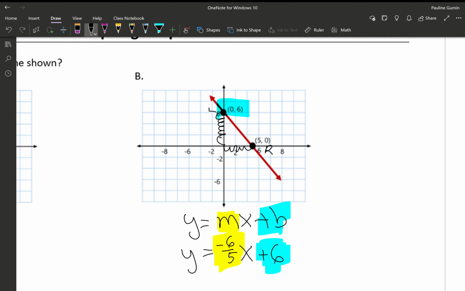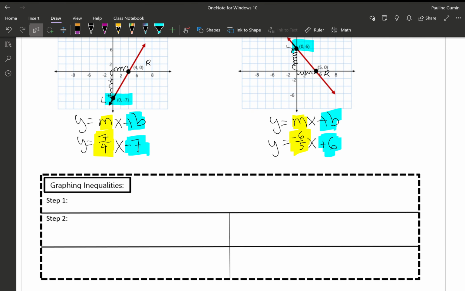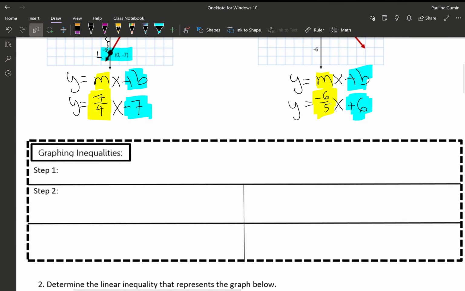And that's it. Now, when we're graphing inequalities, that's a little different. It gets a little tricky. There's more stuff to it. So let's write down some steps. Step 1, we're going to do pretty much what we just did. We're going to find slope and y-intercept. And that's going to give us the pattern for our inequality, but there's going to be a little more to it.